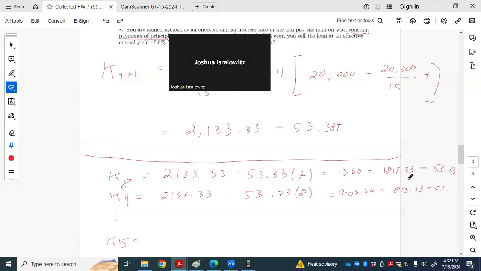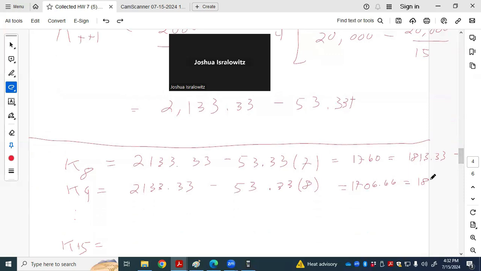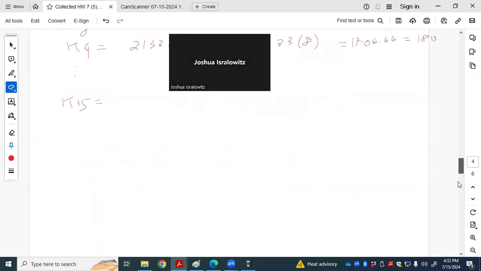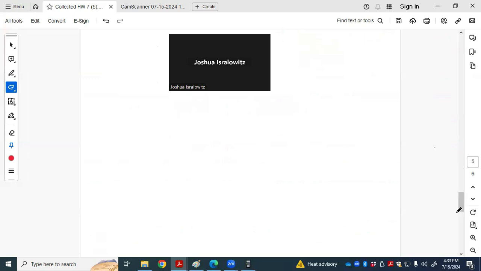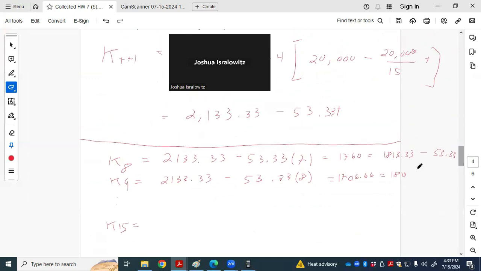I can do a little better than that. Let me zoom in, make my life much easier. Yeah, that's so much better. Sorry. Okay, so we're going to go 1, 2, all the way to 8.